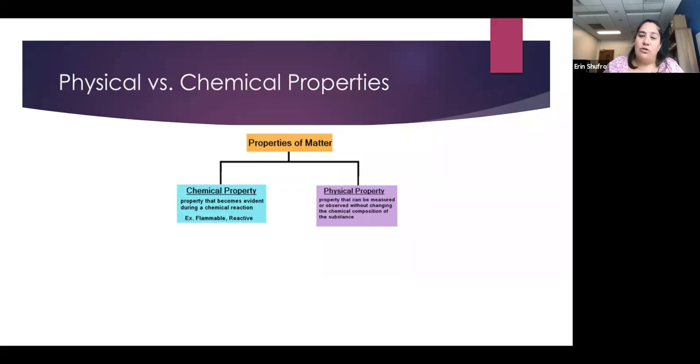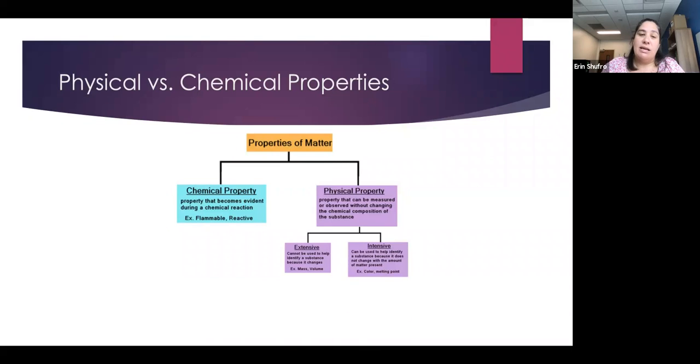And then we have physical properties. These are things that we can see or observe without doing anything to the substance that we're looking at. So for example, color, mass, right? You can weigh a substance without chemically changing it. You can look at it and see its color. You can measure its density without changing it. Those are all physical properties.